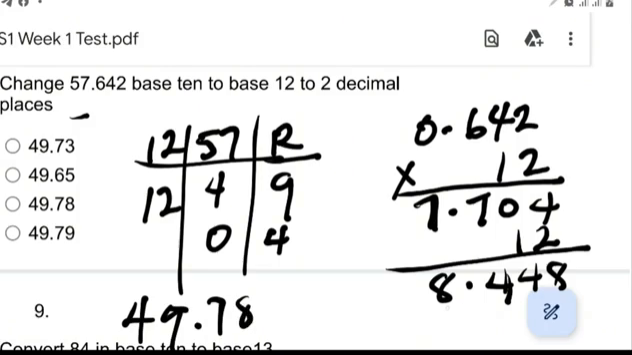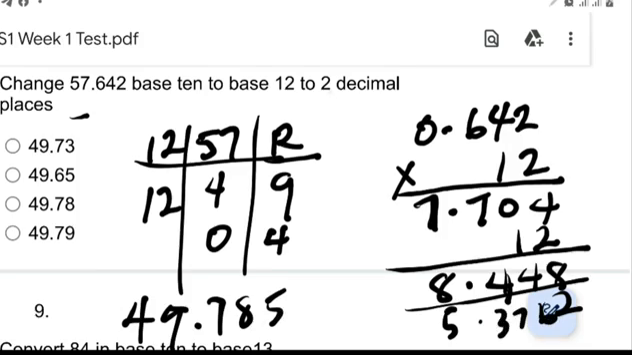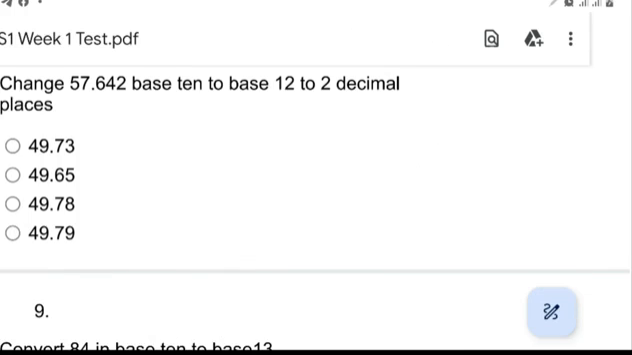Then you also multiply by 12 again, that is 0.448. 0.448 times 12, you have 5.376, which is 5. But the question asks us to stop at 2 decimal places, so we round this one up. The answer will then be 49.79, which is this one. Is that clear? So move to the next one.